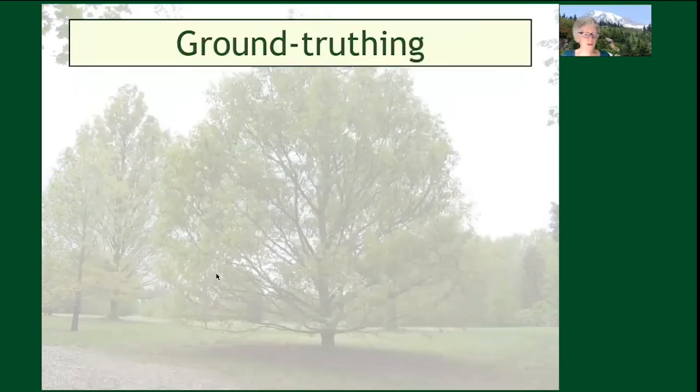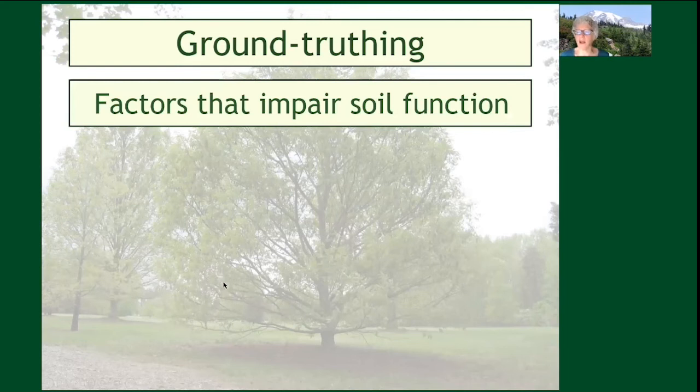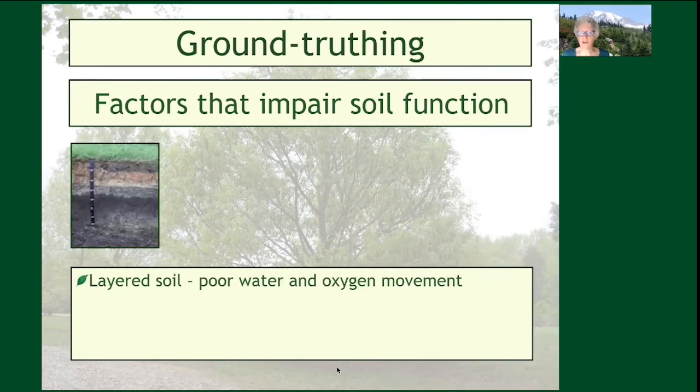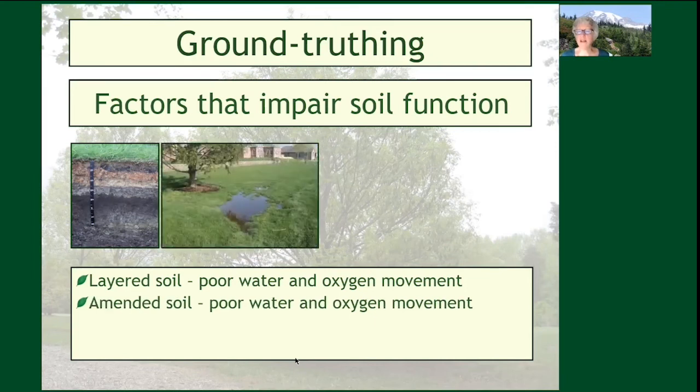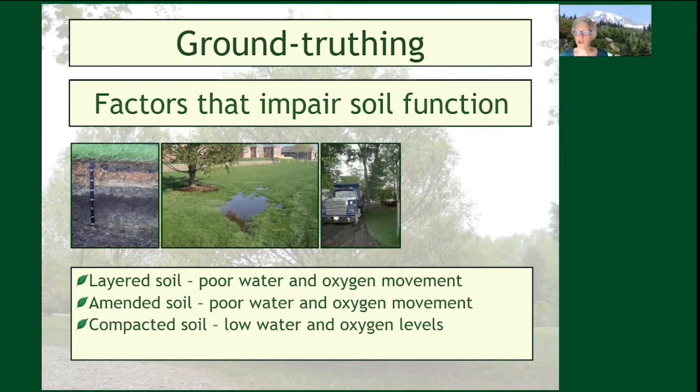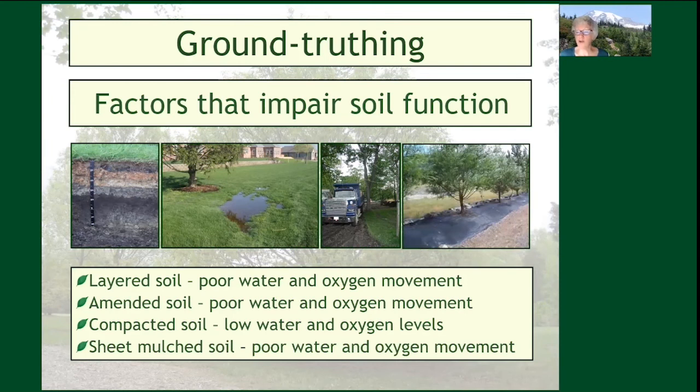So then we're going to move on to ground truthing. So we need to look at things that aren't in the lab tests, but things that can impair soil function. If you have a layered soil, you're going to have issues with water and oxygen movement. If you have an amended soil, you're going to have issues with water and oxygen movement. If you have a compacted soil, you will have low levels of water and oxygen in the soil because all the pore space has been squashed away. And if you have sheet mulched soils, things that are mulched with things like landscape fabric, you're going to have poor water and oxygen movement.